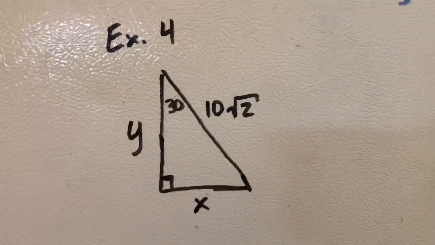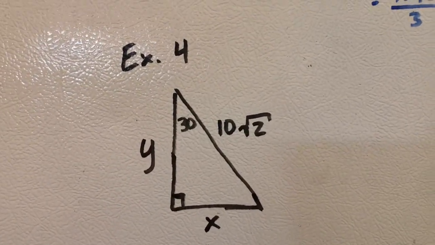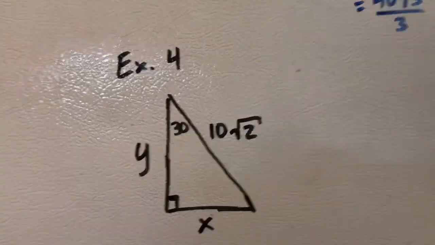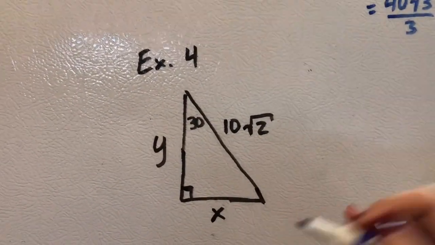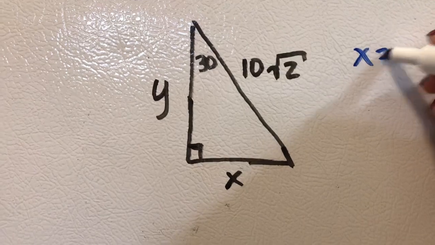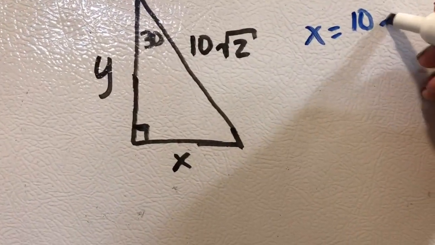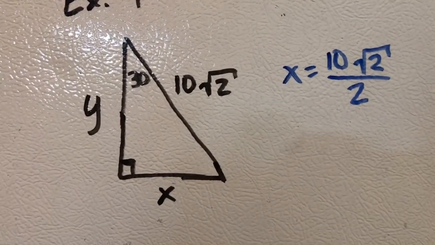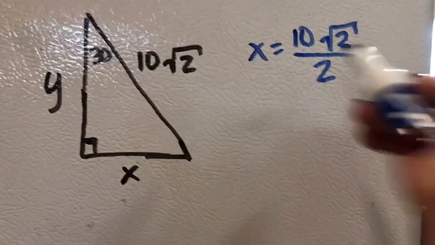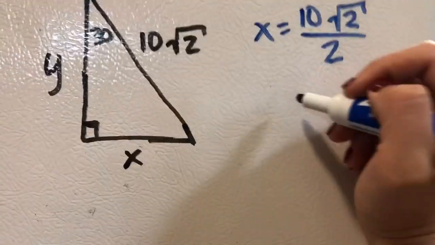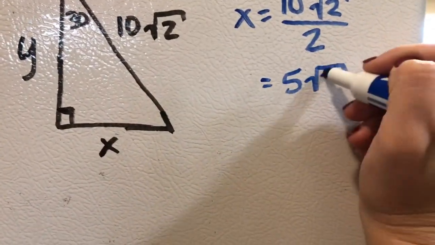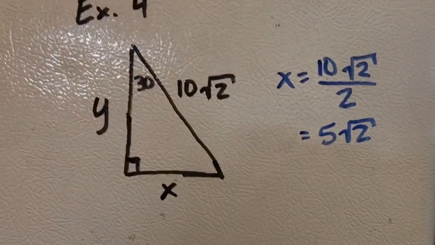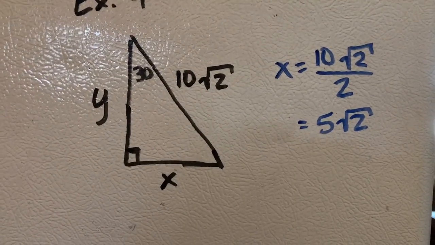Okay, so for example 4, we're given the hypotenuse. So what are we gonna do? Find the short leg first. So in finding the short leg, since I have the hypotenuse, I'm gonna be dividing by 2. So I've got my 10 radical 2 divided by 2. And then for this one, my radical's in the numerator, so that's all good, but I can simplify my 10 over 2 to say 5 radical 2. So that is my short leg by dividing it by 2.